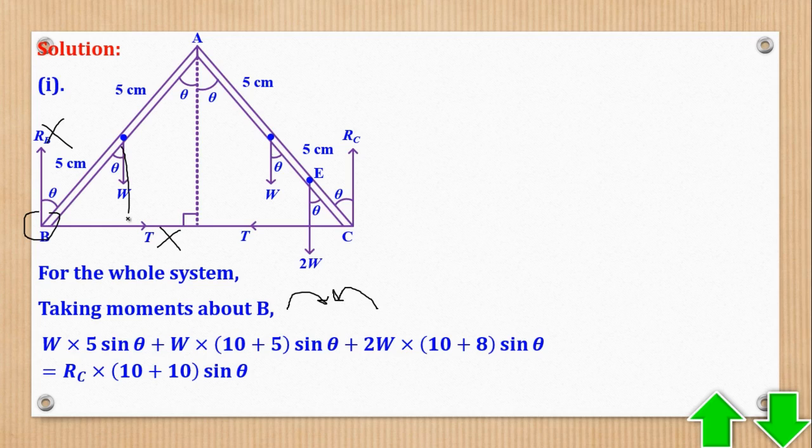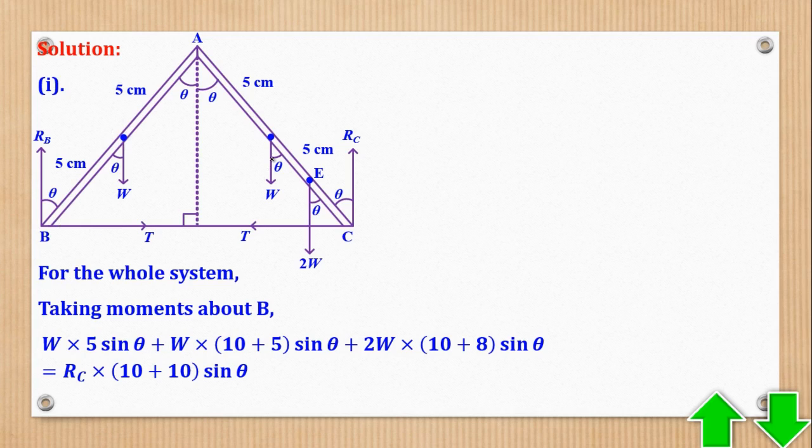Therefore, this W is a clockwise moment. This one is also a clockwise moment. This one is a clockwise moment, but this one is an anti-clockwise moment. Therefore, let's start with W. It starts from this point, which is 5 centimeters from the pivot. Pivot is here. So the force is W, the distance is 5, and the angle between the force and the rod is theta.